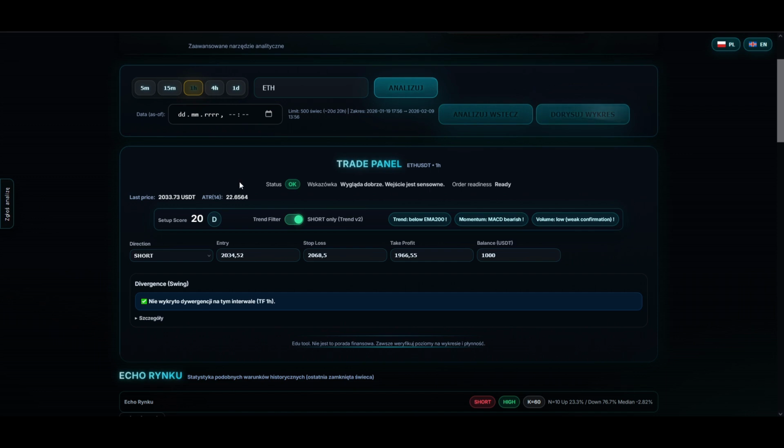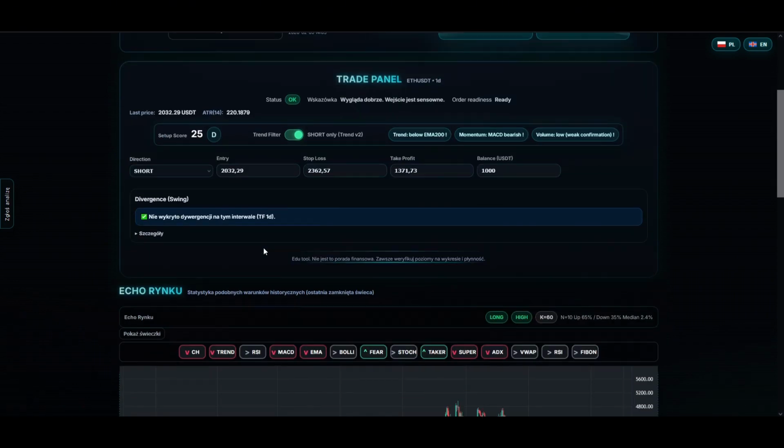How does it work? I showed this in previous videos. I won't repeat myself here again. But basically, if you have the trend filter set to short, we're still in a downward trend. We can also check the 1-day chart. So we're still in a downward trend.